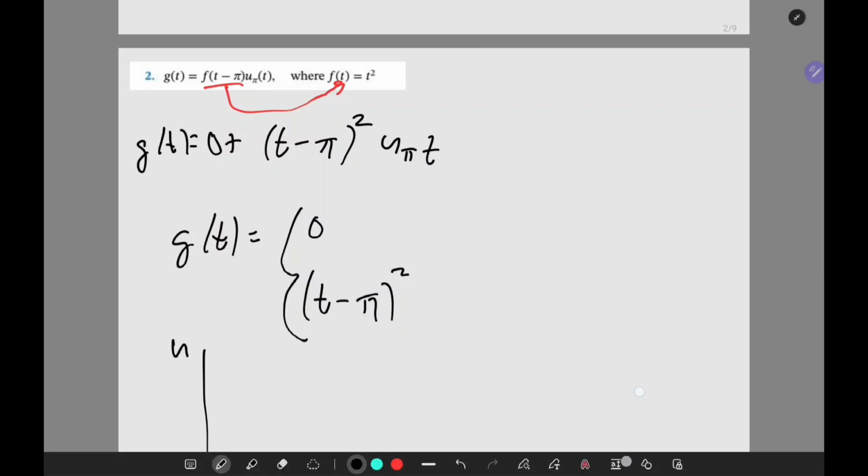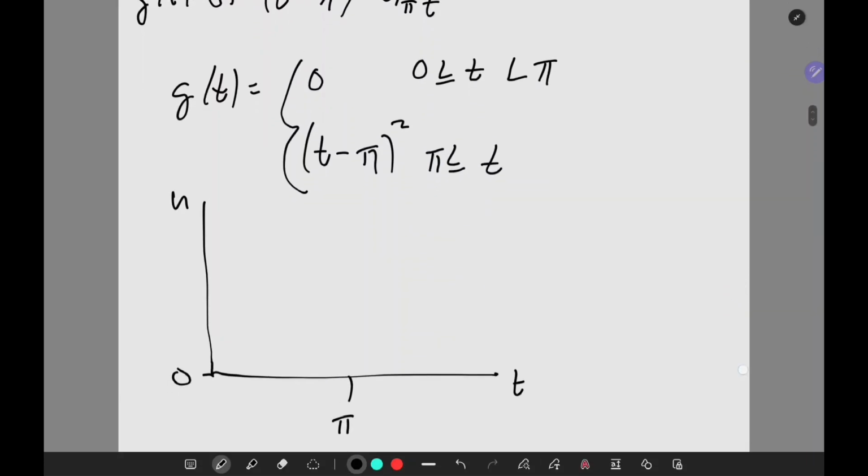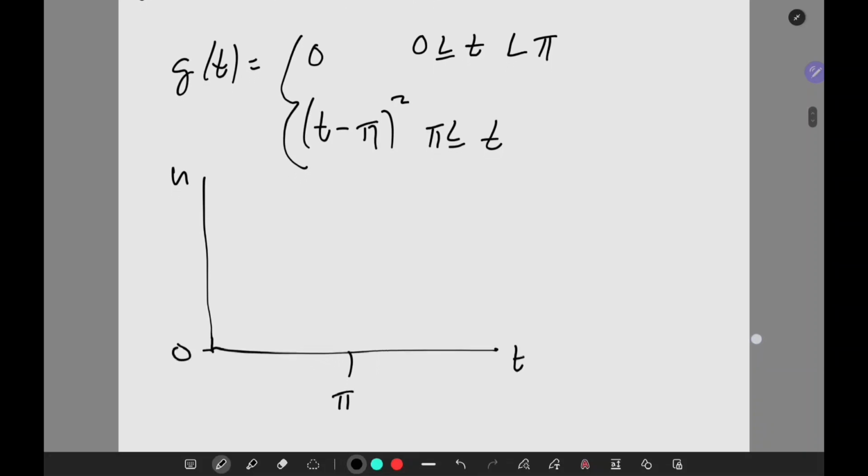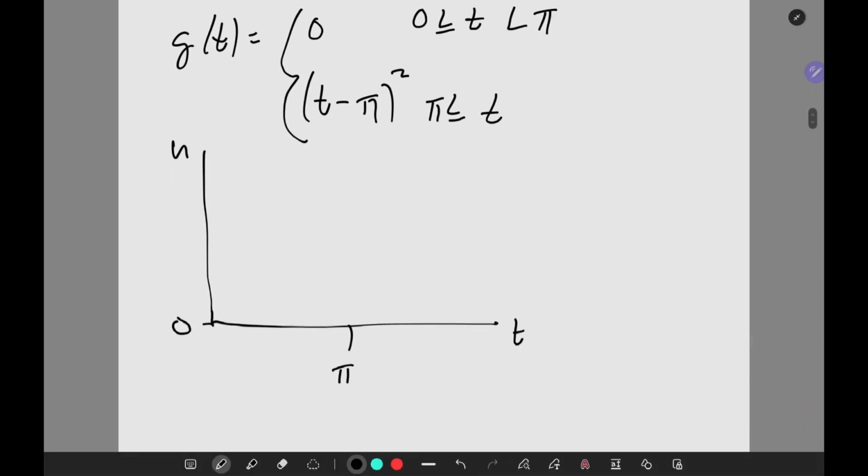0, it's greater than or equal to 0, less than pi, not less than or equal to, just less than pi. And then this is greater than or equal to pi. Yep. That's it. Pretty simple. We need to graph this is 0 from 0 to pi. That is not straight, but it's good enough. 0 from 0 to pi.